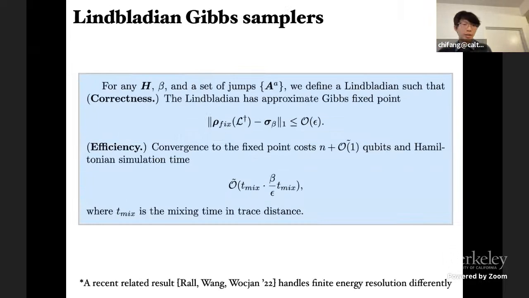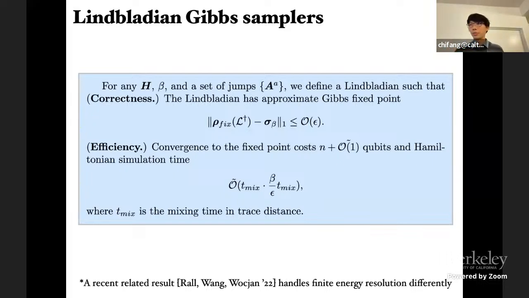All right, so now let's look at our main result. As a user, you just choose the Hamiltonian, temperature, and some set of jumps, for example, local Paulis. That defines a Lindbladian that has the following nice properties. The fixed point is correct up to some controllable error epsilon. The algorithm is efficient as long as it mixes quickly. So this algorithm emulates the Lindbladian evolution, and then it converges after some time.